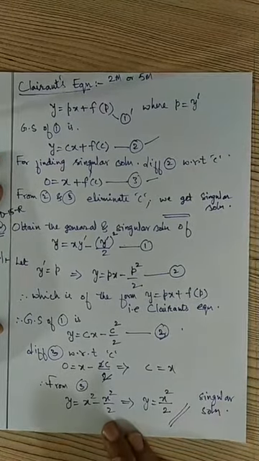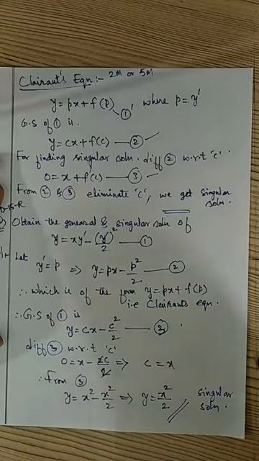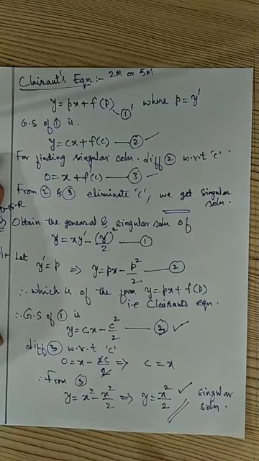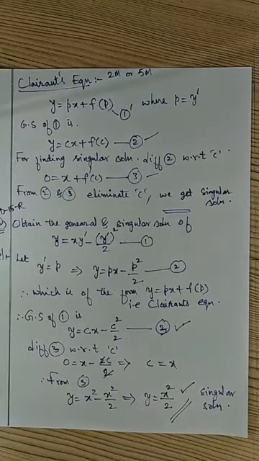This is how we find the singular solution. General solution is this one, singular solution is this one. Right, this is Clairaut's equation. Next, the last topic of this unit is orthogonal trajectories. We are going to see now the orthogonal trajectories.